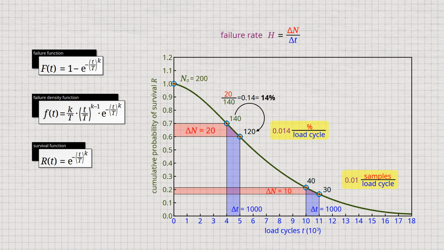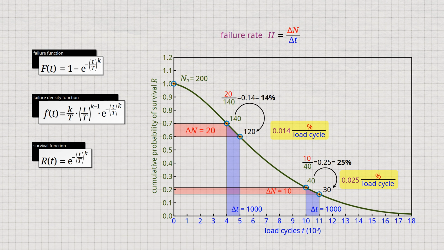Let us look at the time of 10,000 load cycles. At this point, only 40 of the original 200 samples are still undamaged. In the next 1,000 load cycles, 10 samples fail. In relation to the original number of 40 samples, this means that 25% failed. The failure rate in this case is therefore 25% per 1,000 load cycles, or 0.025% per load cycle.